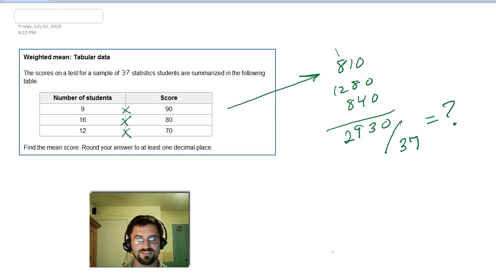Tabular. You say tabular, I say tabular. You say potato, I say potato. I know, I'm corny. That's why I teach math.